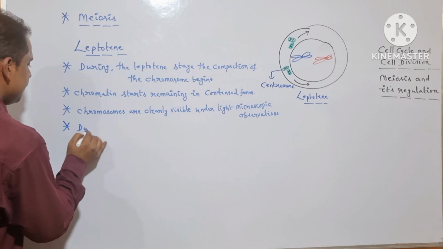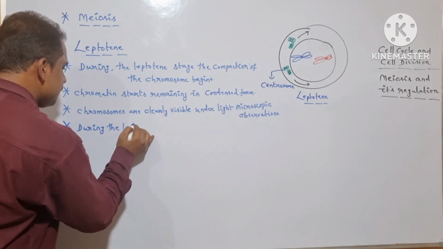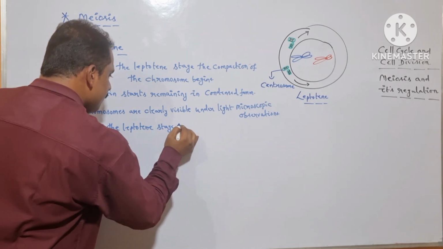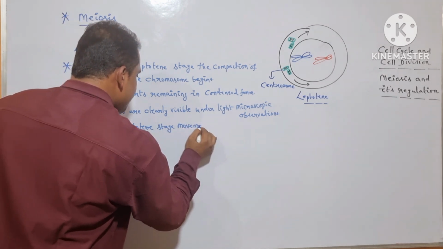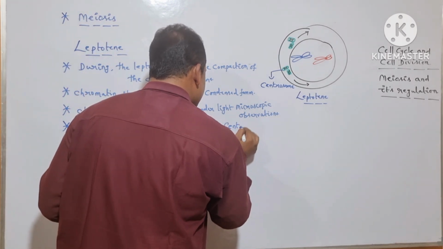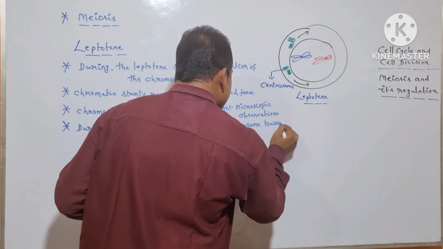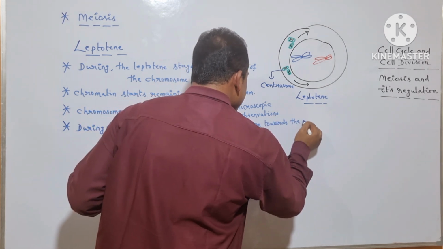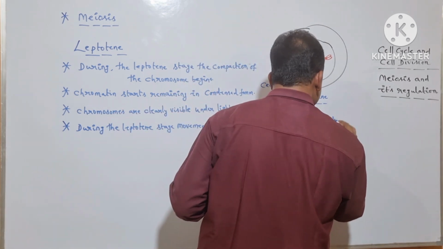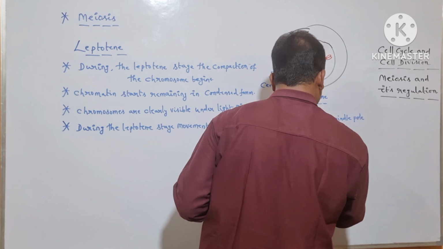During the leptotene stage, movement of centrosome towards the opposite spindle pole takes place.